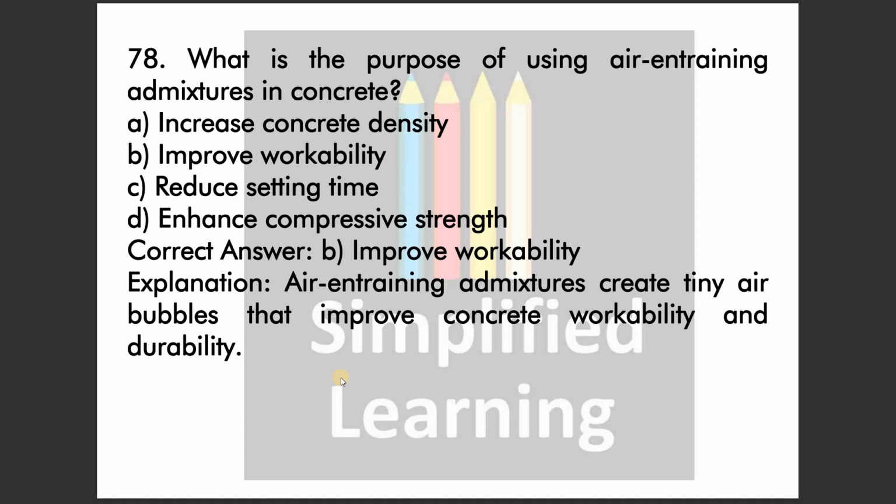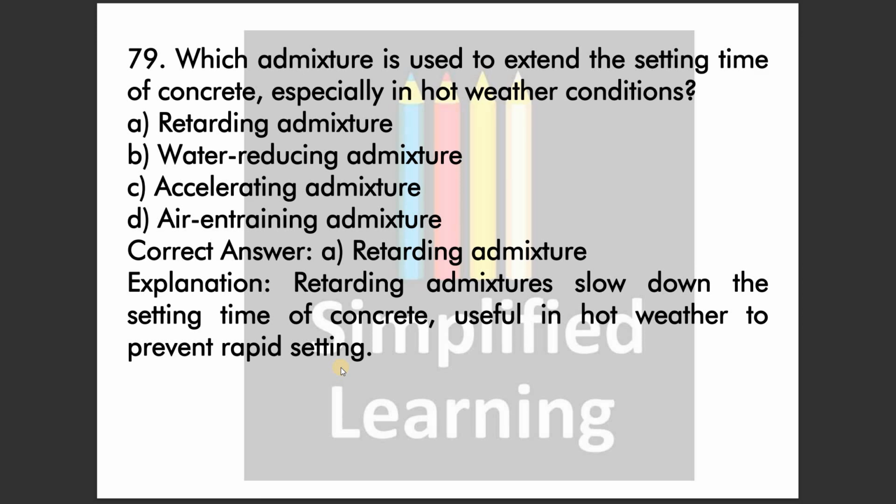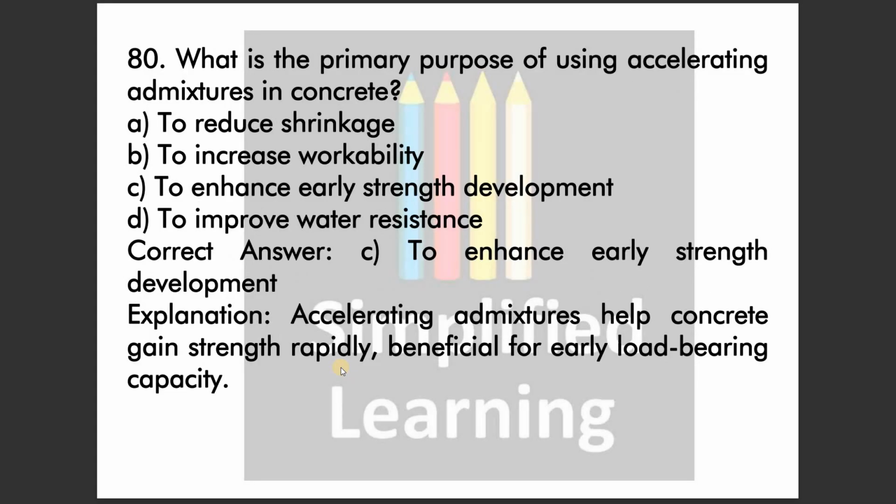Then what is the purpose of using air entraining admixture in concrete? See, workability is increased by introducing air bubbles. That's why air entraining admixtures are used to improve the workability. Then which admixture is used to extend the setting time of concrete, especially in hot weather conditions? A retarding admixture is used to slow down, to delay the setting time of concrete. Then what is the primary purpose of using accelerating admixture in concrete? See, to enhance early strength development, we are going to use accelerating admixtures.